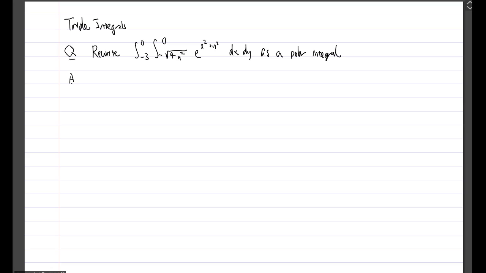Okay, so first let's draw a picture. This region, first in its original rectangular description, is the set of all points x, y which satisfy, from the outside integral, negative 3 less than or equal to y less than or equal to 0. And from the inner integral, we see that x goes between negative root 9 minus y squared and 0.